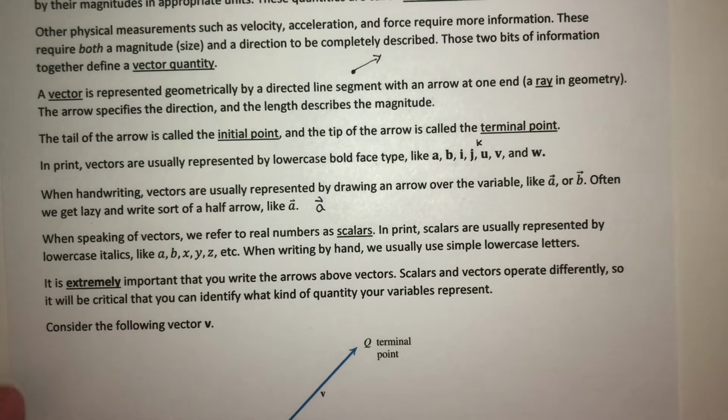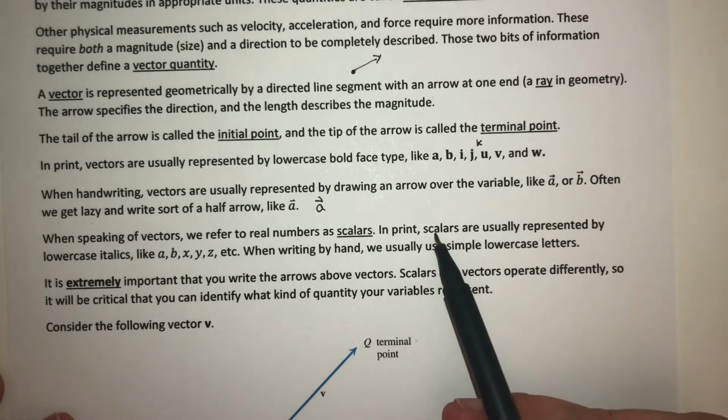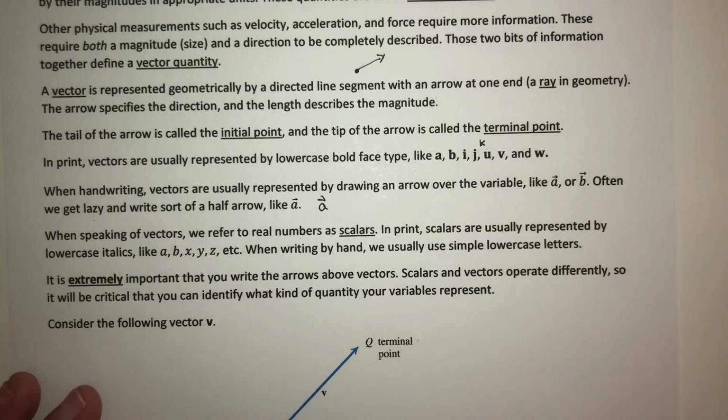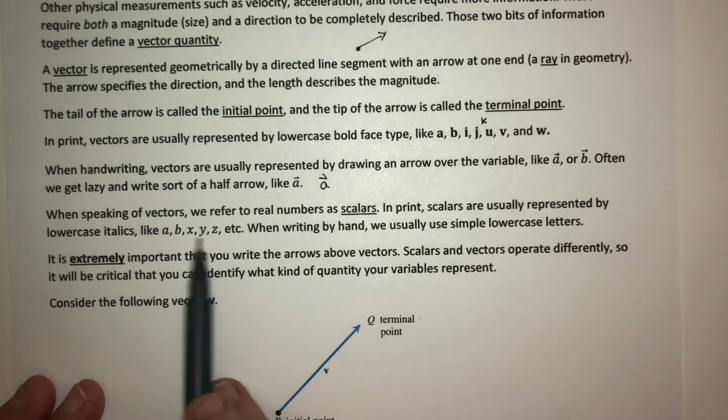Now, when we're in the world of vectors, we refer to real numbers as scalars. So anything that can be measured by simply a numerical value is a scalar. In print, like in your textbook or online, scalars are usually represented by lowercase italic variables.